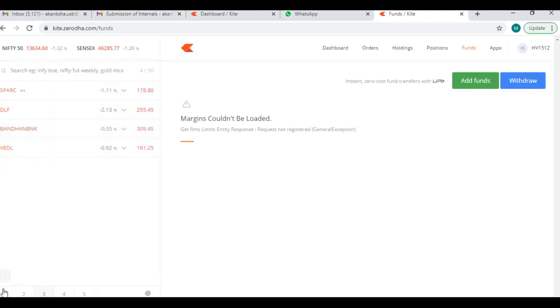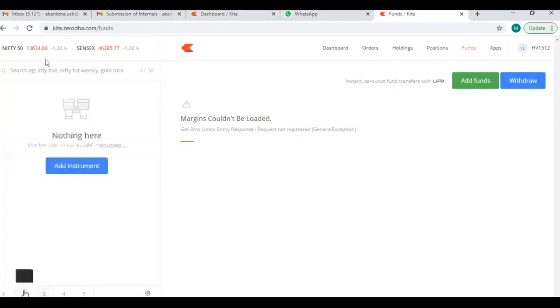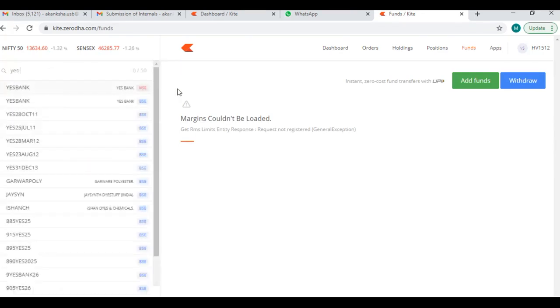So how to add the securities here? Let's suppose under fall I need to add the security of Yes Bank. What will I do? I'll go here in the search tab and write Yes Bank. So yes, it appears here. There is buy and sell. If you want to buy, you'll click on it. If you want to sell, you will click on it.